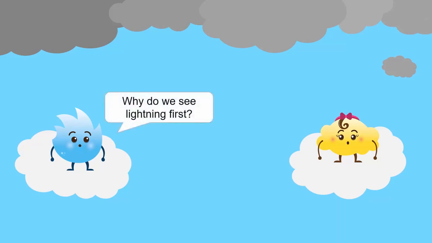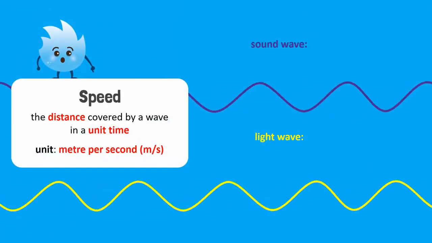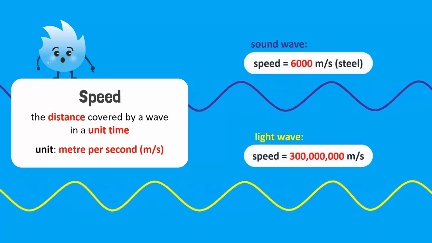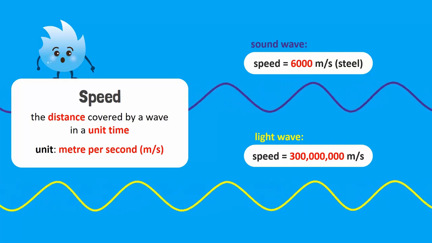But why do we see lightning first? This happens because both light and sound are waves that travel at different speeds. Light waves travel faster than sound waves. So, we see the light before we hear the sound.